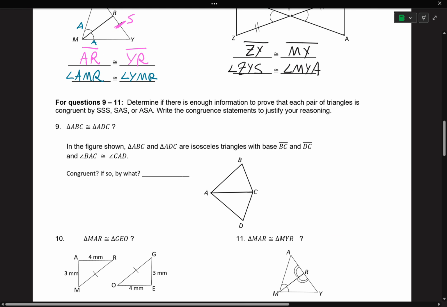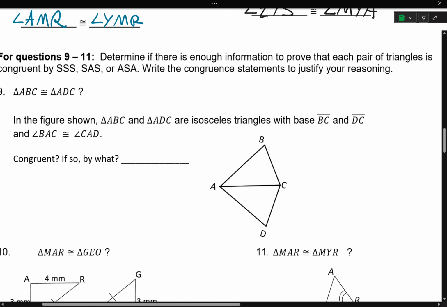Now for number 9, or 9 through 11, we're going to determine if there's enough information to prove that each pair is congruent by side, side, side, side, angle, side, or angle, side, angle. We're going to write the congruent statements to justify our reasoning. So number 9, is ABC congruent to ADC? In the figure shown, ABC and ADC are isosceles triangles with bases DC and BC, and angle BAC is congruent to CAD. Are they congruent? If so, by what? Okay, let's start by just marking that angle we were given, that BAC is congruent to CAD. That's an angle, right?